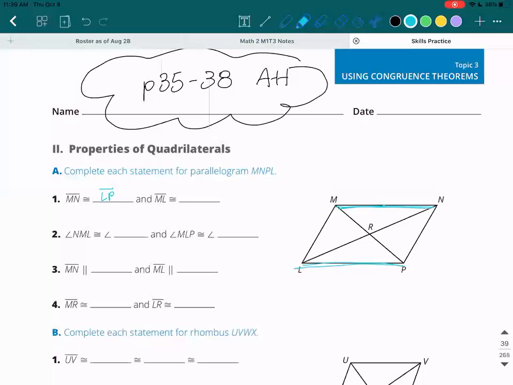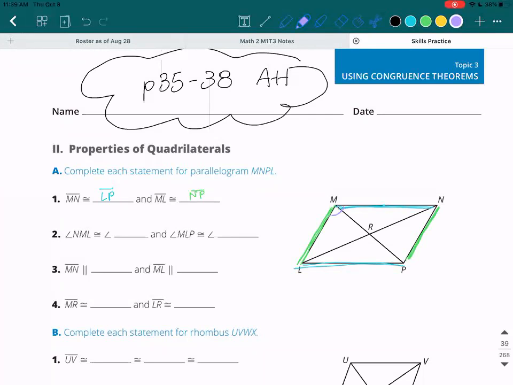And then also they have line segment ML, which is congruent to which one? NP. Yes, thank you. Good job, guys. So just write that those are congruent because the opposite sides of a parallelogram are congruent. So good job.